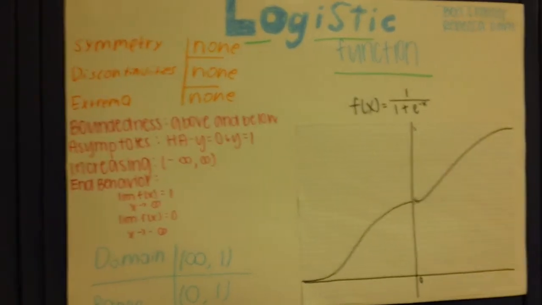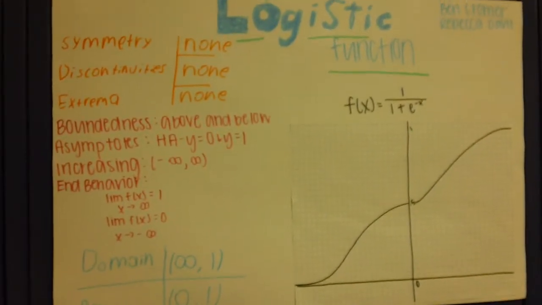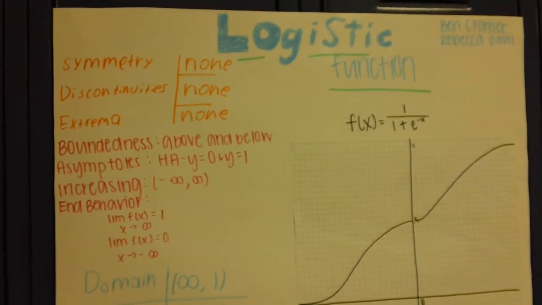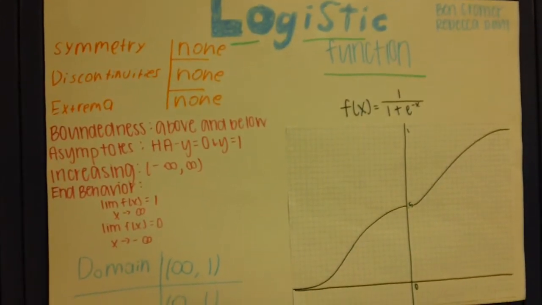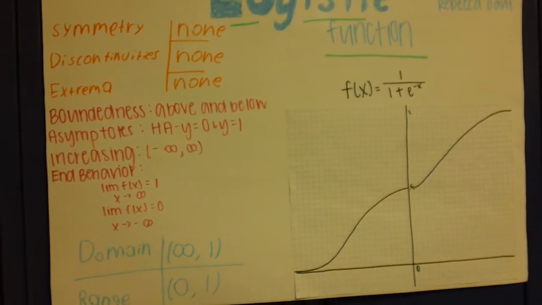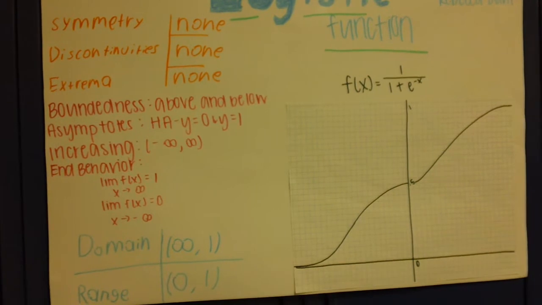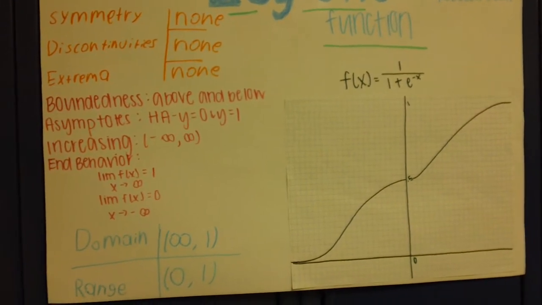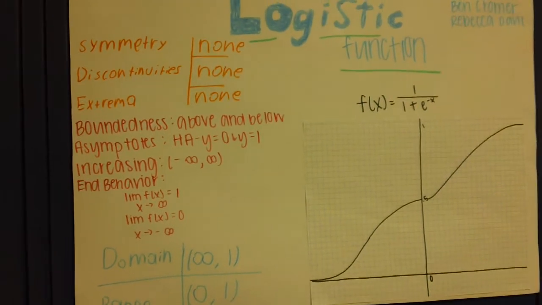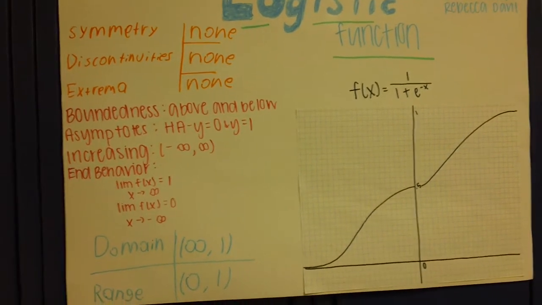Okay, this is the logistic function. It is f of x equals 1 over 1 plus e to the negative x. It has no symmetry, there are no discontinuities, there are no extrema. The boundedness, it is bounded above and below. It has a horizontal asymptote, two of them, y equals 0 and y equals 1. It is increasing from negative infinity to infinity.